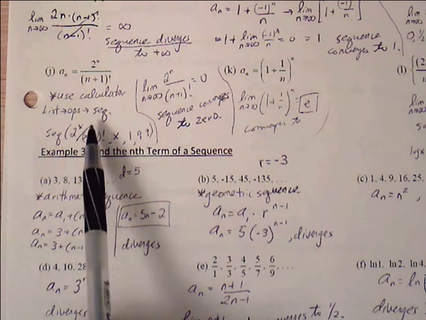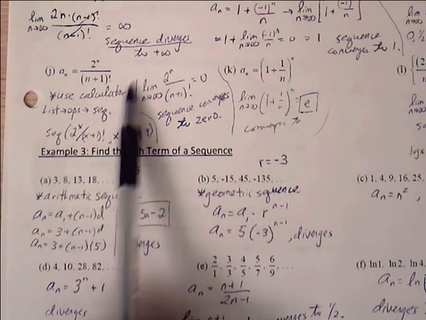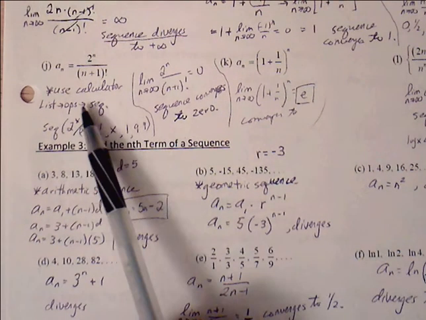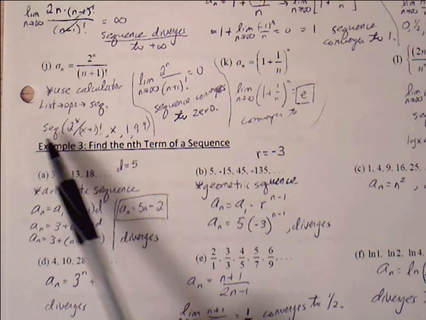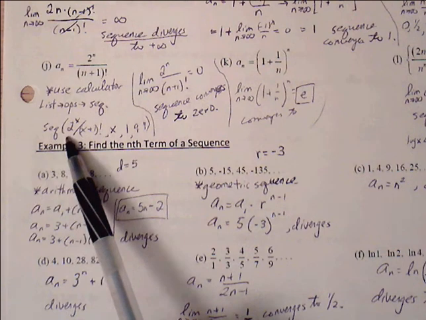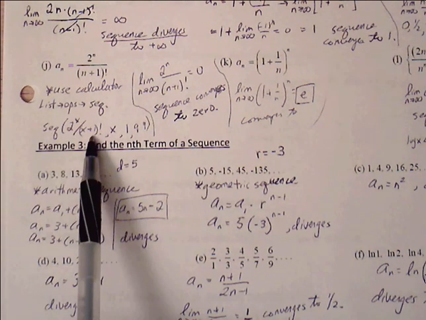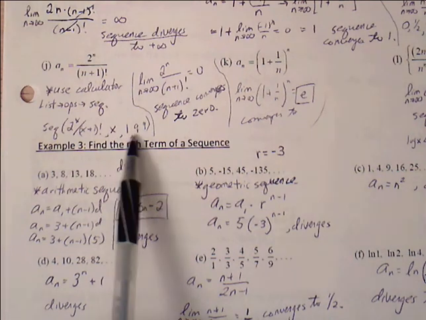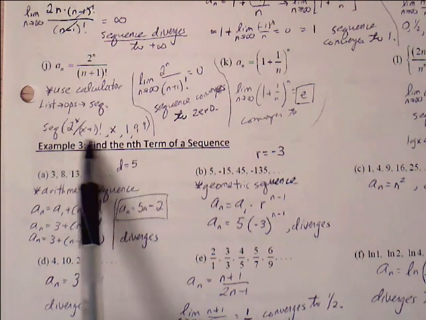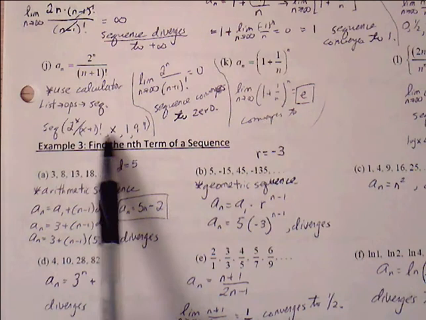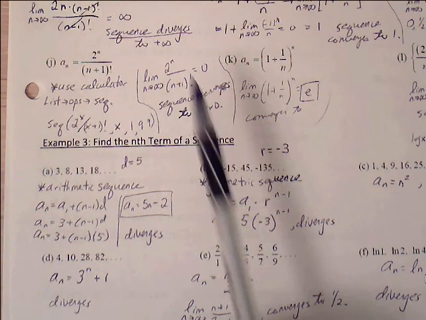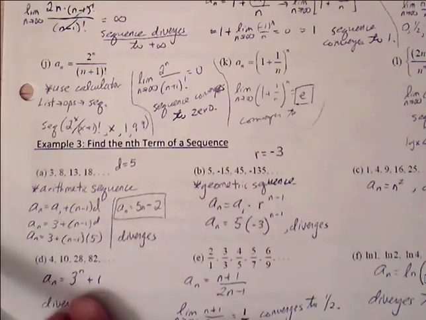Another way that we can do this is we can plug this in the calculator. And if we go to our calculator and do list operation sequence, and if we plug in sequence of 2 to the x over x plus 1 factorial of x from 1 to 99, we see that this sequence will get closer and closer to 0 because this denominator is increasing at a faster rate. So our sequence will simply converge to 0.